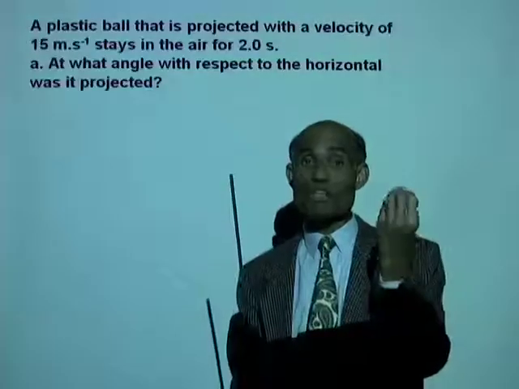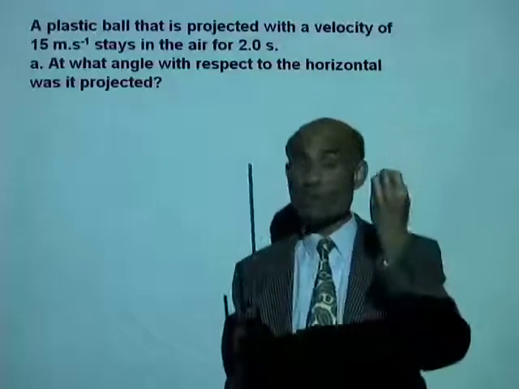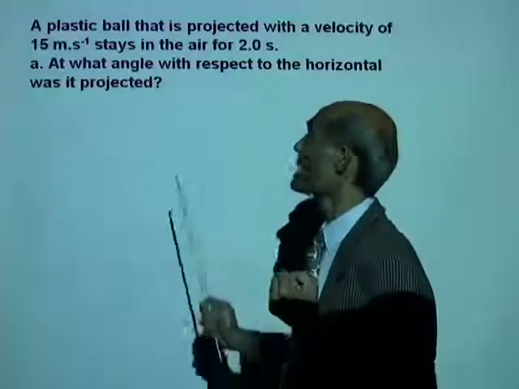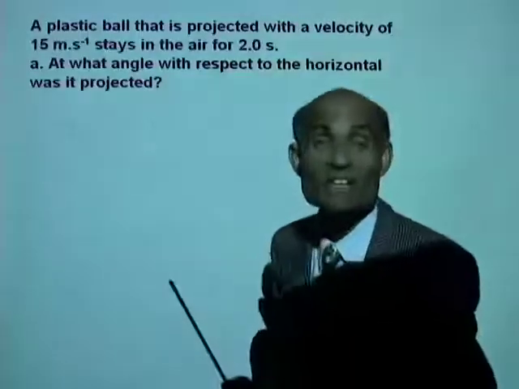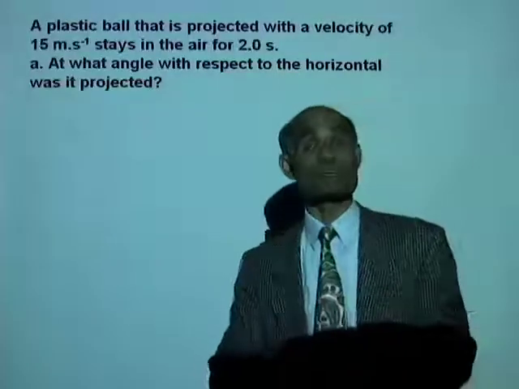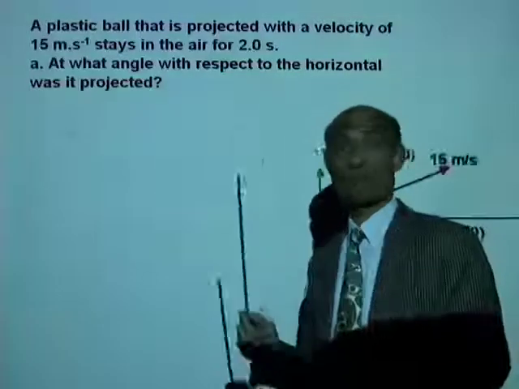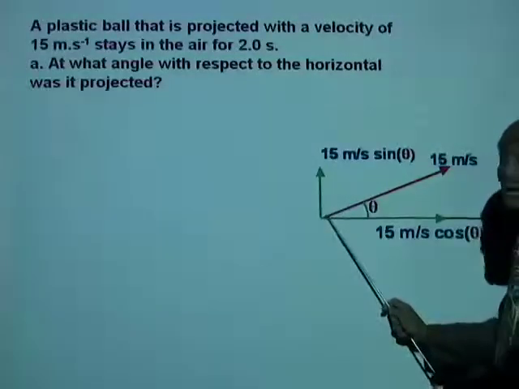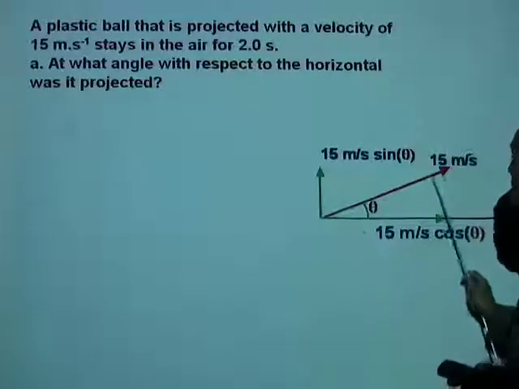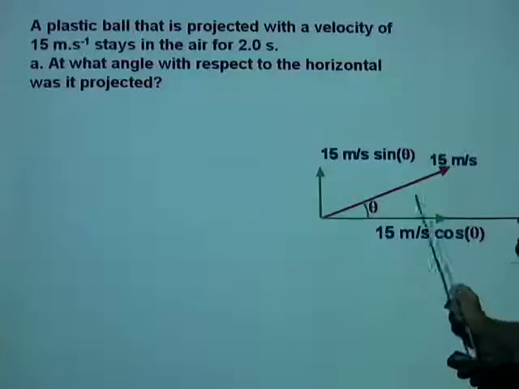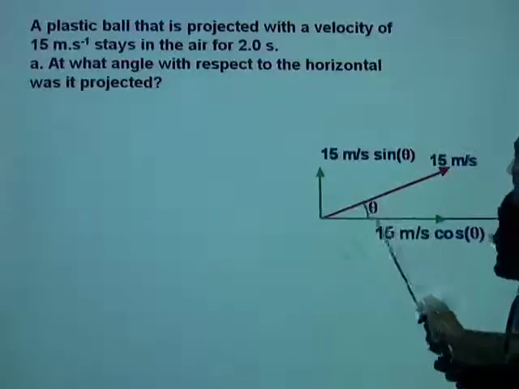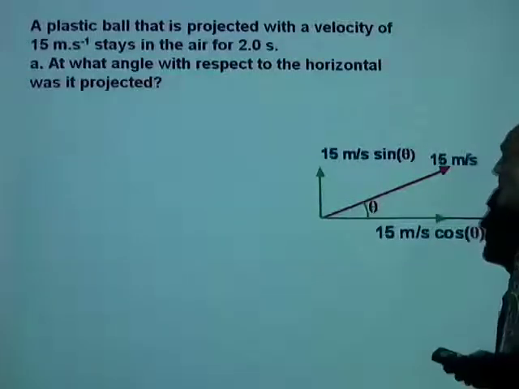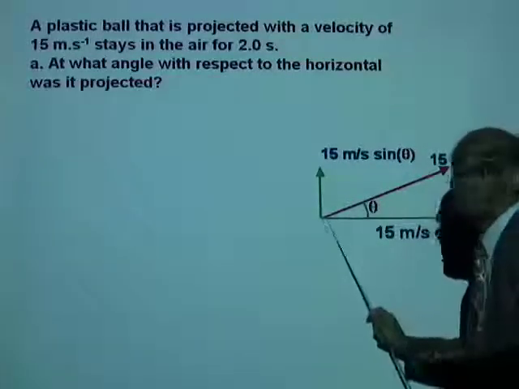We know the initial velocity, the velocity of projection V0. We know the time of flight. We need to find the angle of projection. Alright, let's set it up. Here we have a plastic ball projected with a velocity of 15 meters per second at an angle theta, and we need to find that angle theta.